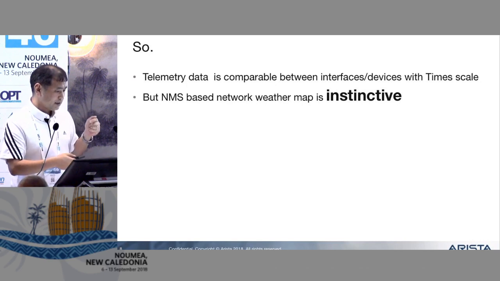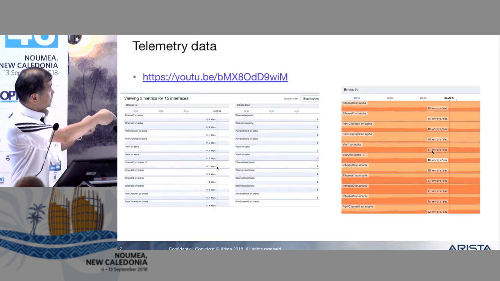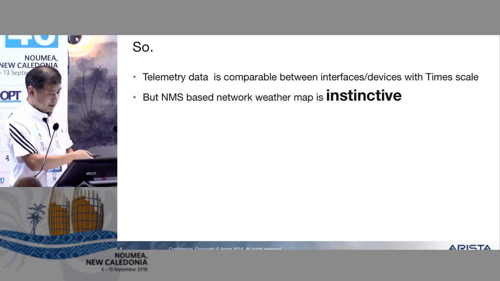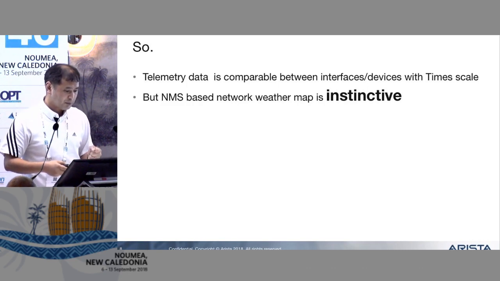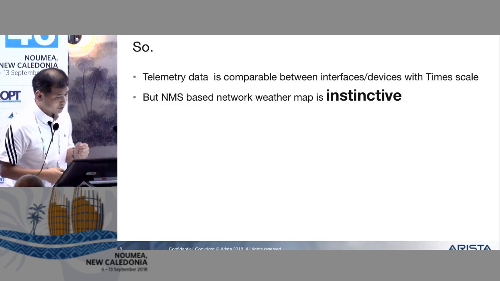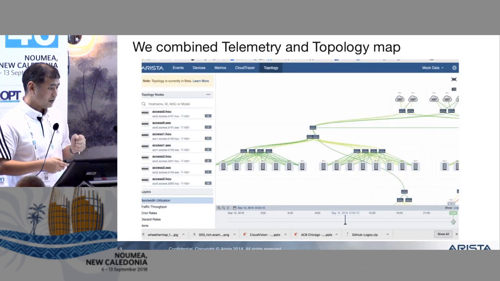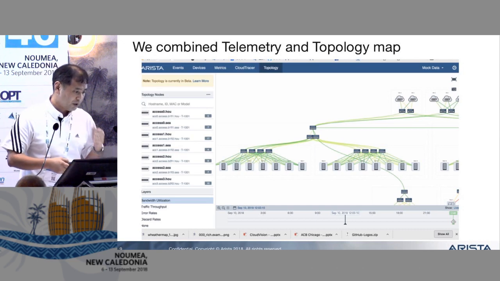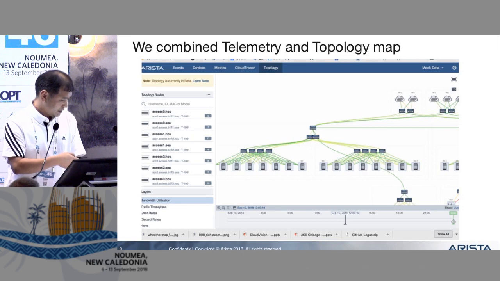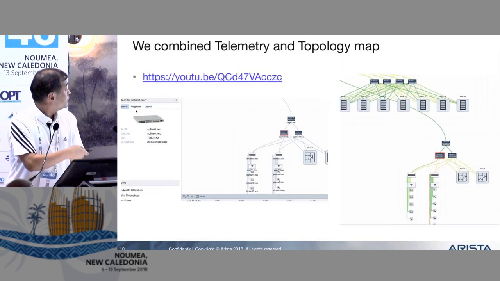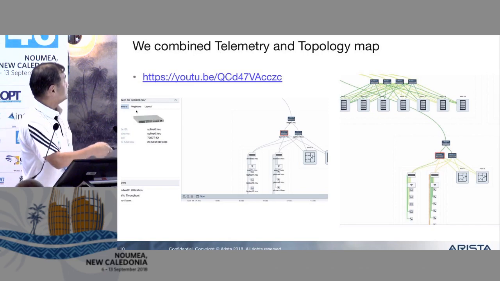And the telemetry data can show some error counters, but the NMS-based network weather map is more intuitive, I think. So we combined telemetry and the topology map. And I also uploaded the animation to YouTube.